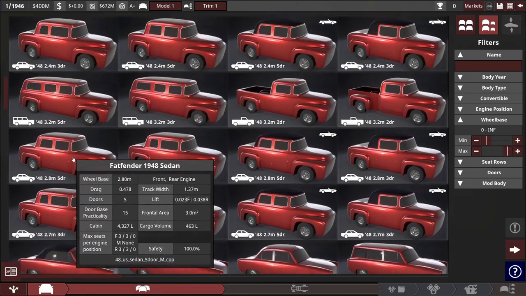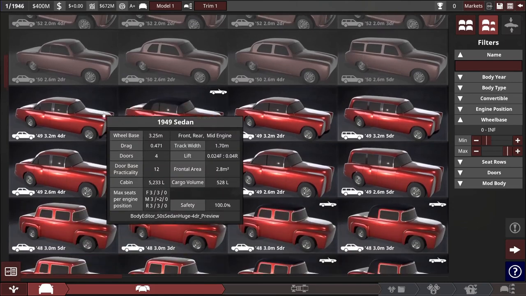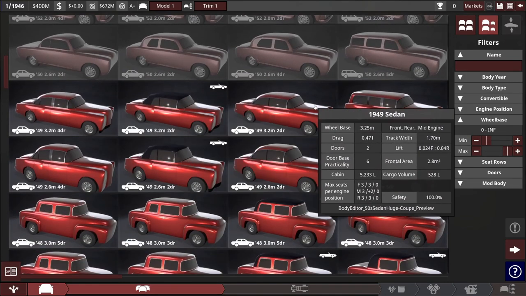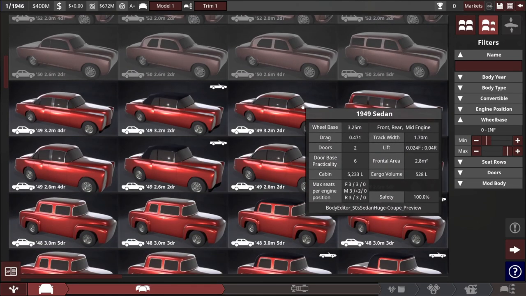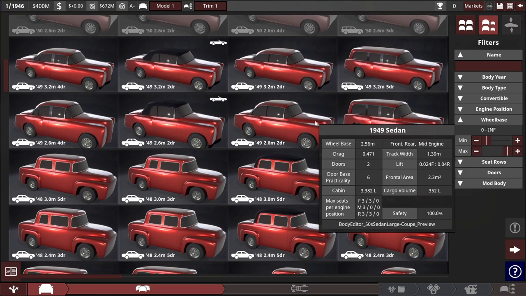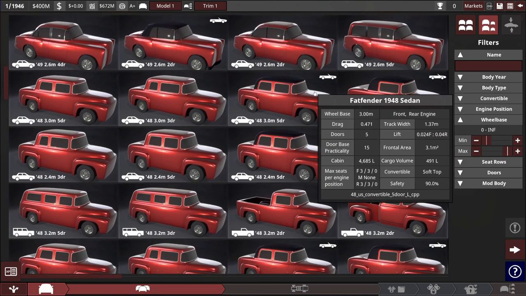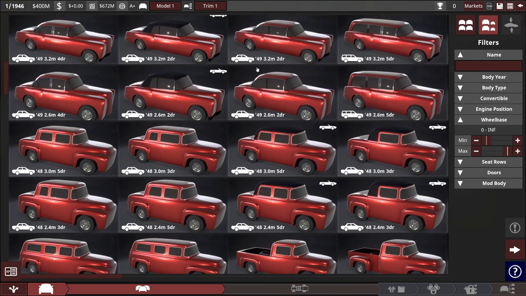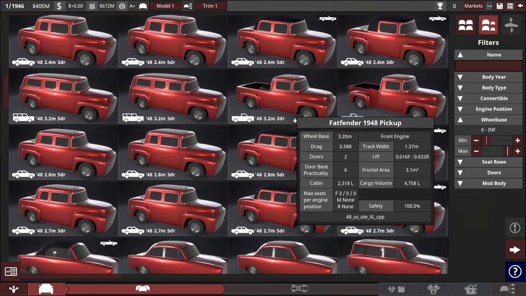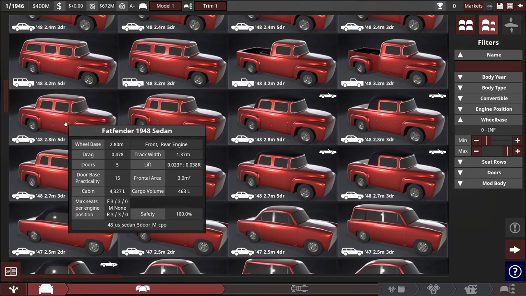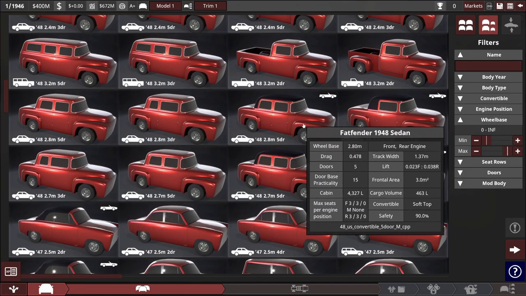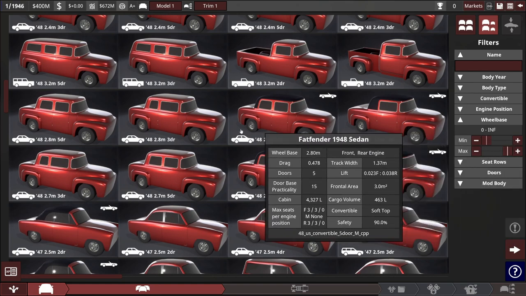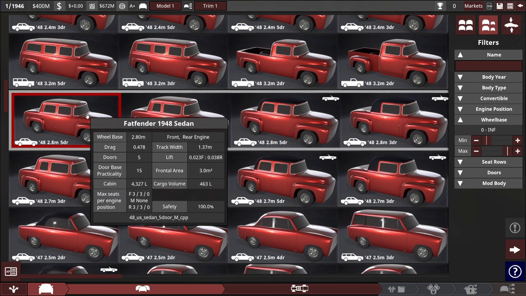What do we want to start with? Newer bodies are better. See, we start with a whole three tech pool for bodies. I'm liking something on the larger side. 3.2 meter wheelbase is a little too big. We have like a 2.8, 2.9. This thing is so ugly, but you know what? We're going to sell it.